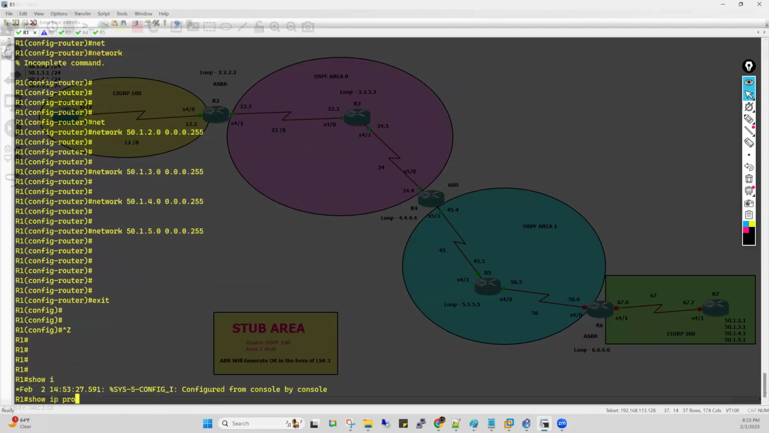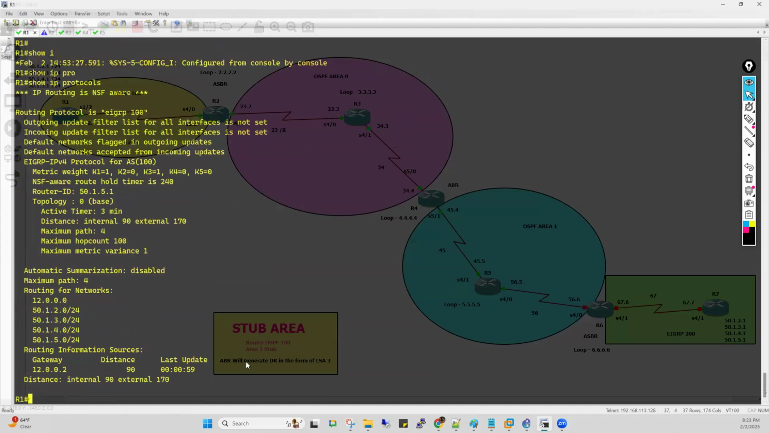Show IP protocol. See, I configured router EIGRP 100. Fine. And see now, these are the networks I advertise in EIGRP. And by default, what is the AD value, guys? 90. Clear? Tell me.